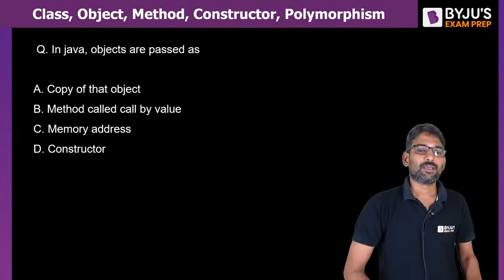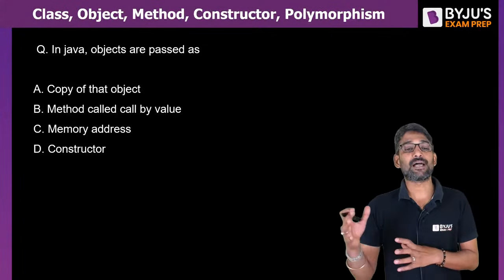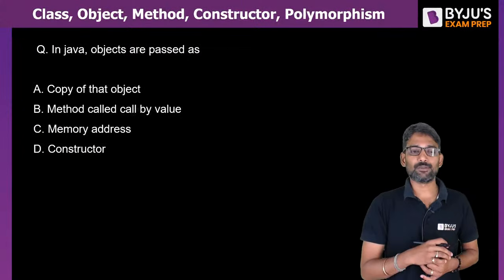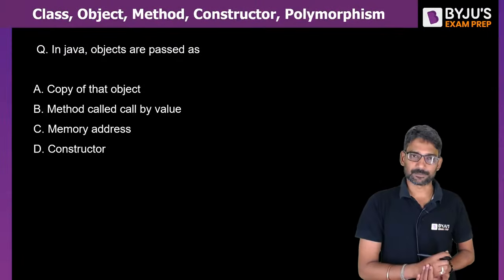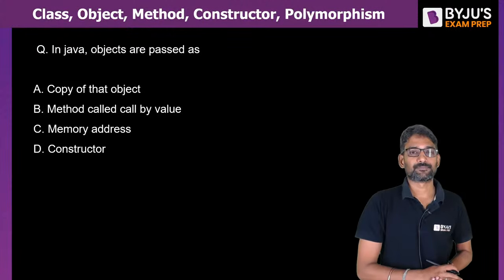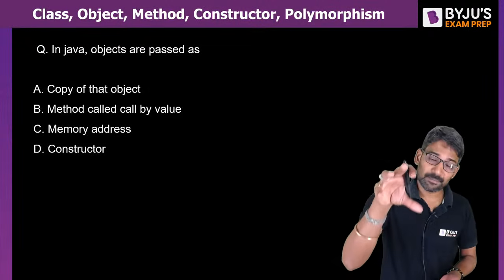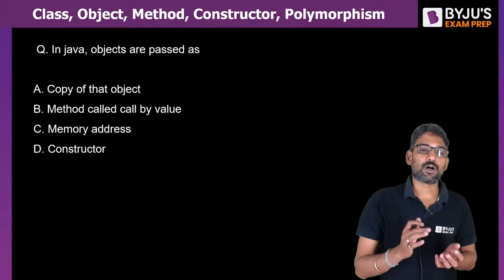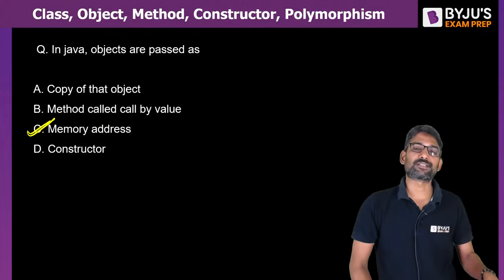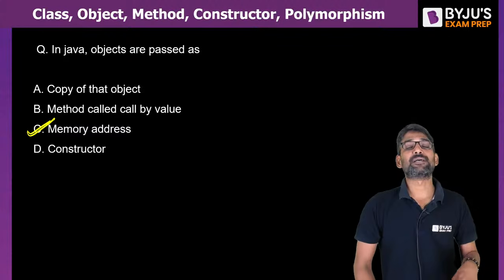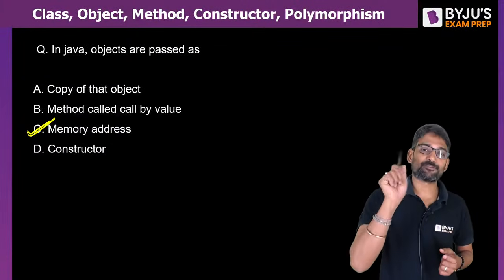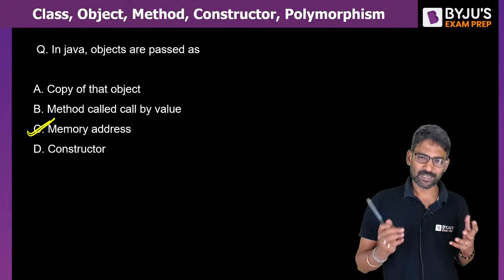Okay. In Java, objects are passed as: copy of that object, method called call by value, memory address, constructor. How are objects passed? I told you that for an object only memory gets allocated. So objects are passed as memory address, as an address. I told you objects are a replacement for pointers. You can take it in that way.